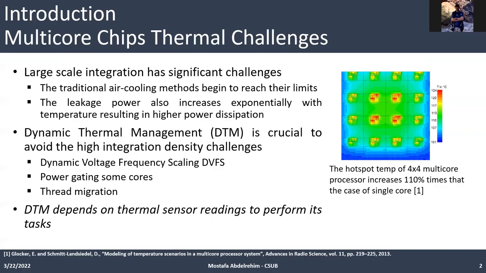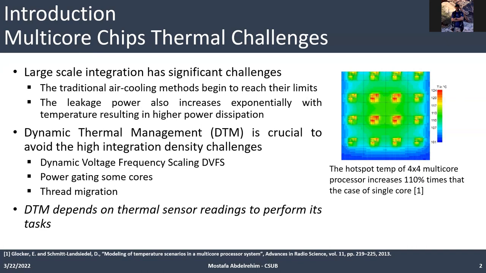One of the challenges of multi-core chips nowadays is thermal challenges. Once you have multi-cores on a single chip, the thermal hotspot will increase by a great amount compared to a single processor chip. For example, in this example here, with 16 cores, it's a 110% increase in the temperature.